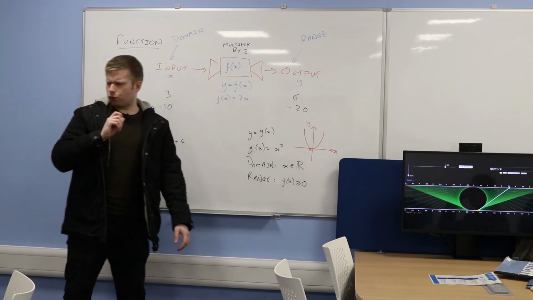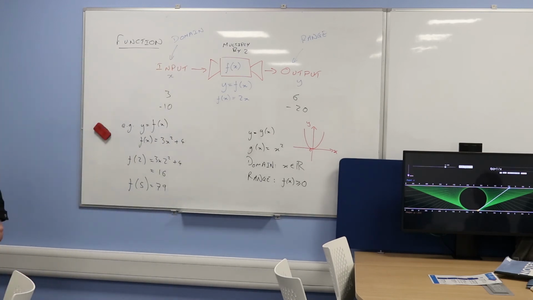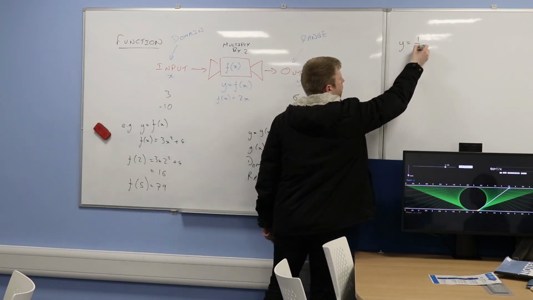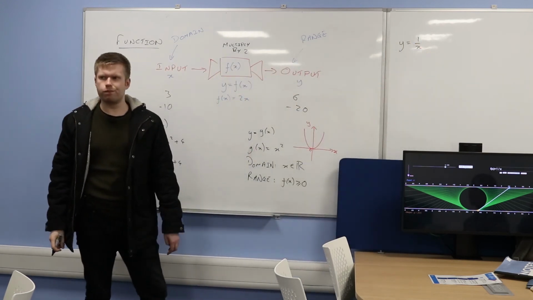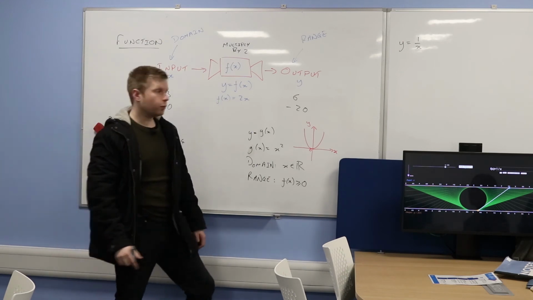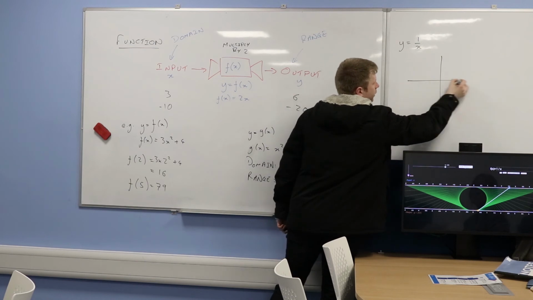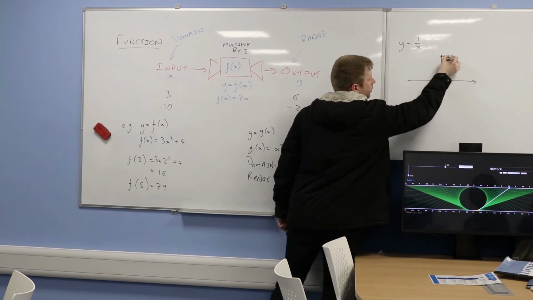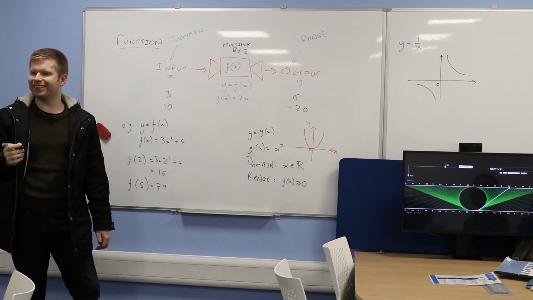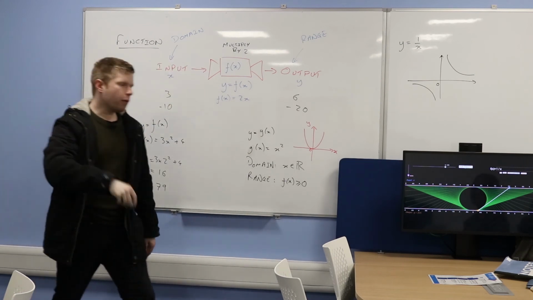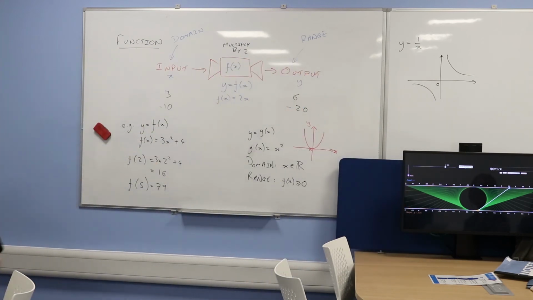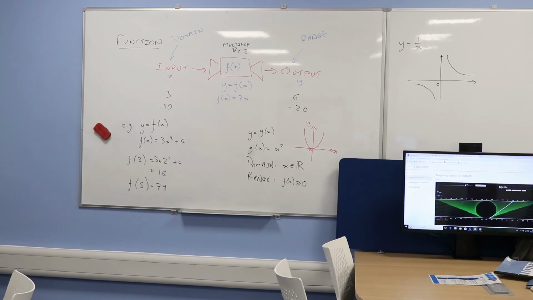Does anybody know what the graph of y equals 1 over x looks like? No? Okay. So I can do something that looks like this. Has anybody seen that before? Yeah? It's that graph there. So how on earth does this thing relate to this thing? Well, let me show you.